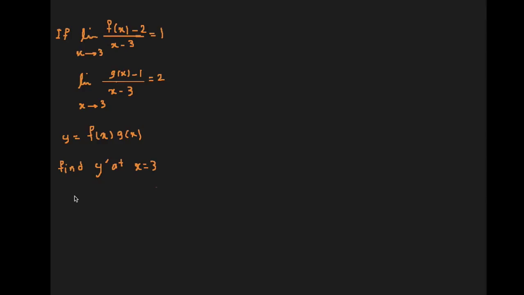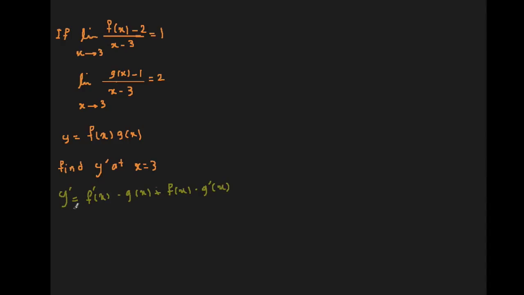So the first thing that we can do is to see what the derivative of y looks like. Based on the definition, the derivative of a multiplication of two functions is the derivative of the first function multiplied by the second function itself, plus the first function itself multiplied by the derivative of the second function.